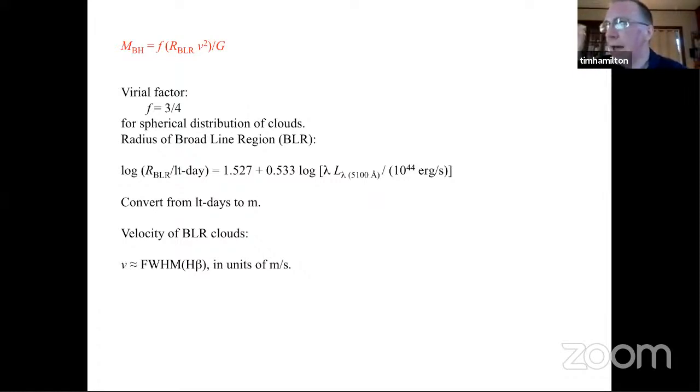Now, how do we get the radius of the broad line region? Well, from a technique called reverberation mapping, which is a very accurate way of measuring the mass of the black hole around a galaxy, around an active galaxy. What they do is they wait for eruptions in the black hole, for that accretion disk to go through a flare where it emits a whole lot more light.